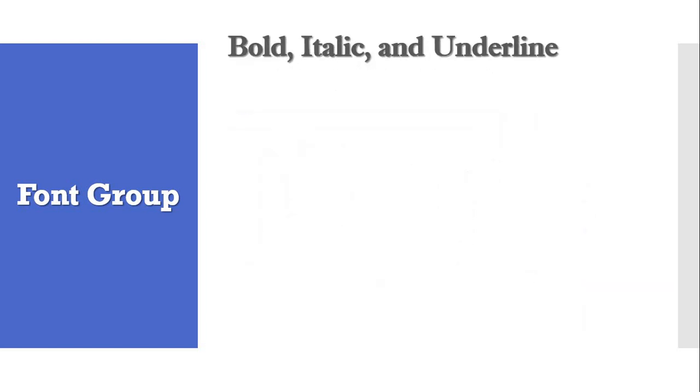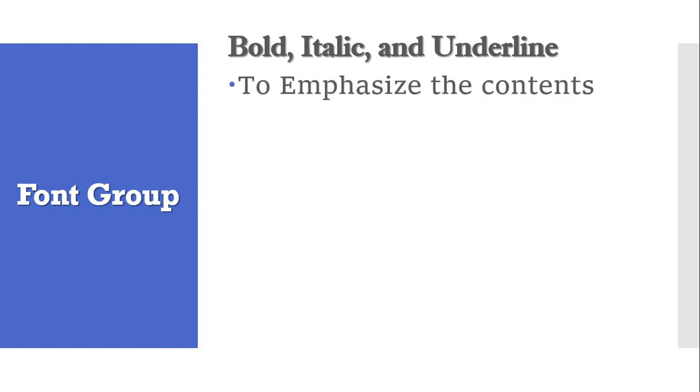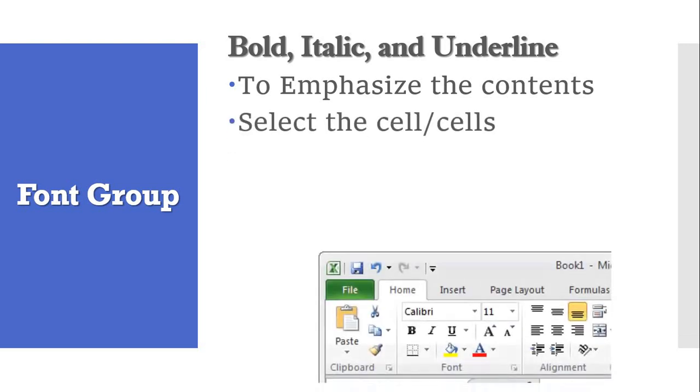Next, bold, italics and underline. By using these three options, bold, italic and underline, you can emphasize the contents of the cell. To do this, you need to select the cell that has contents. To make the text bold, click on the B icon on the font group. It means bold. To make the text as italic, you need to click on the I icon. I means italics. To underline the text, you need to click on the U icon on the font group. U means underline.